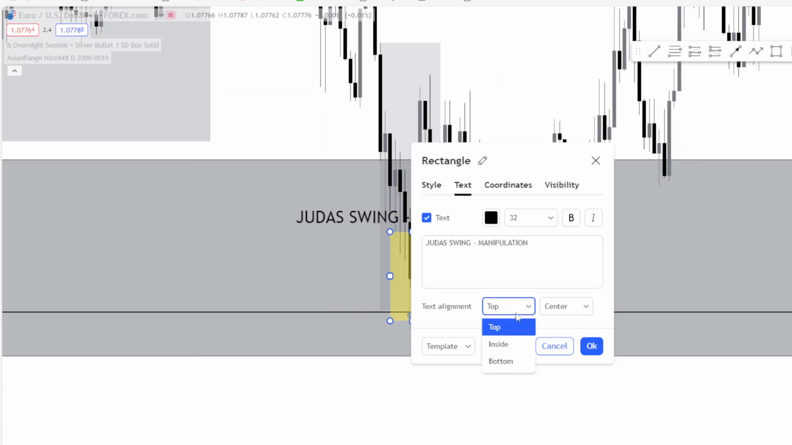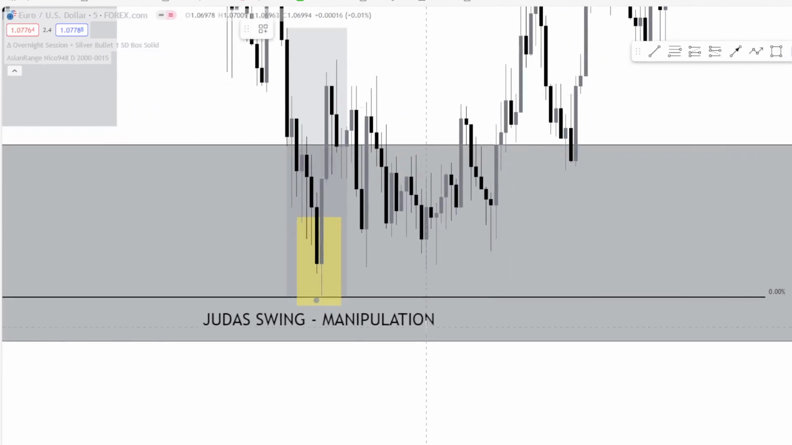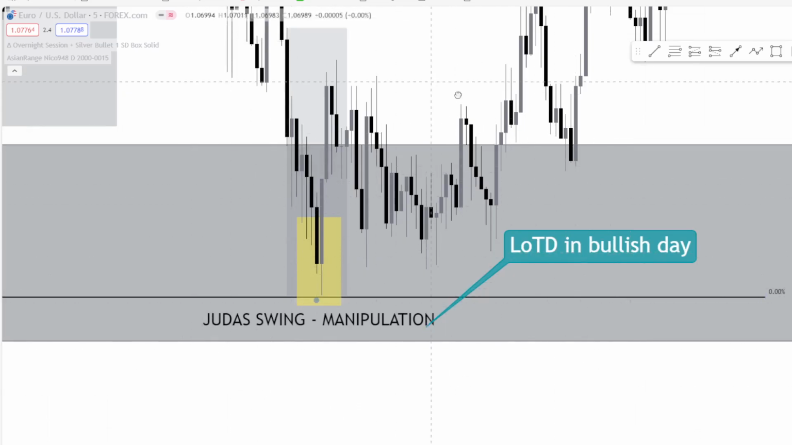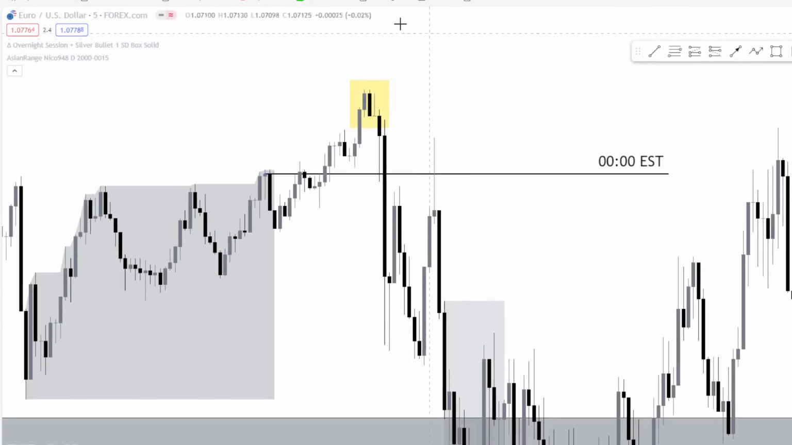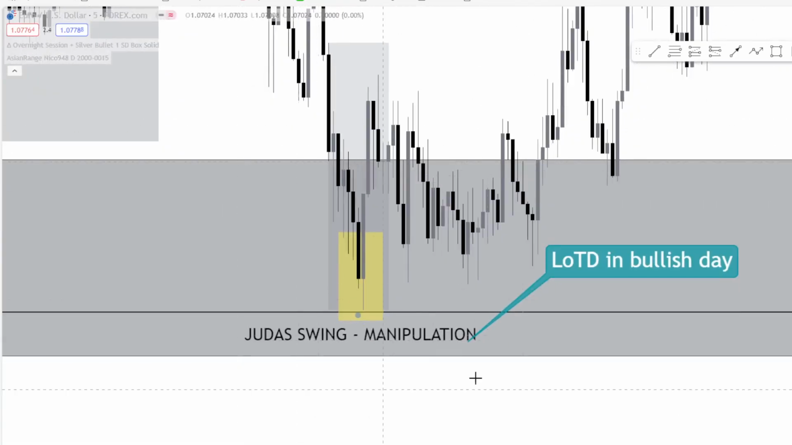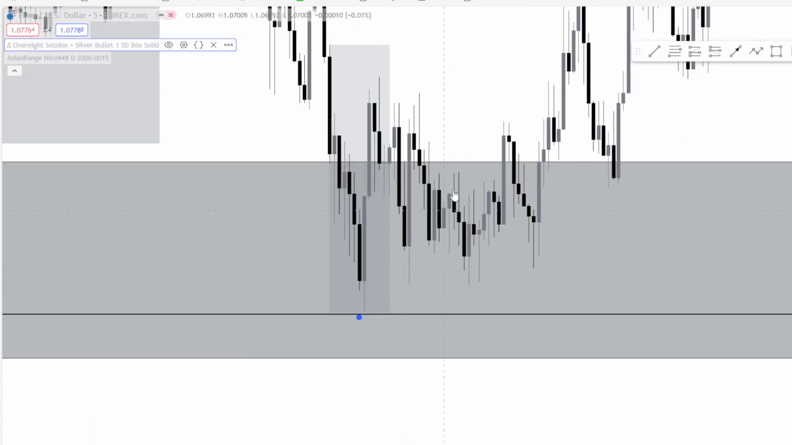Now, what is the difference between this manipulation and the first manipulation we identified? The Judas swing always represents the low of the day in a bull market. So in a bullish day, the Judas swing will represent the low of the day. What does this Judas swing achieve? We saw early buyers enticed in this region. They get swept out by the Judas swing. So the Judas swing entices sellers, but also sweeps out those early buyers, sweeping liquidity in the process.